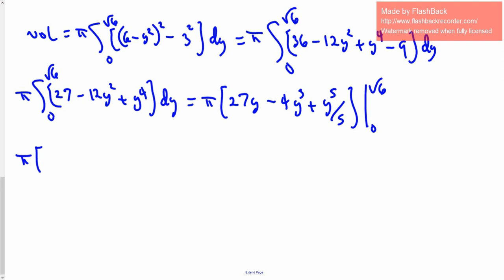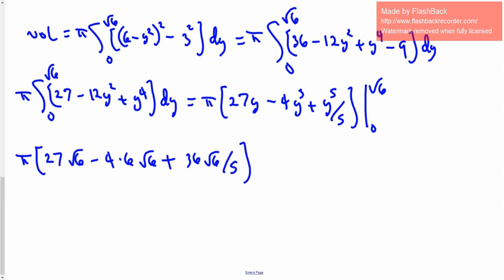So this is pi times 27 times the square root of 6, minus 4 times the square root of 6 to the 3rd, which is the square root of 6 times the square root of 6, which is just 6, and then times the square root of 6, plus the square root of 6 to the 5th. Again, square root of 6 times square root of 6 is 6, and then again 6, so that's 36, and I have left a square root of 6 over 5. So let's see this as we continue to work that out. Let's see what we get.